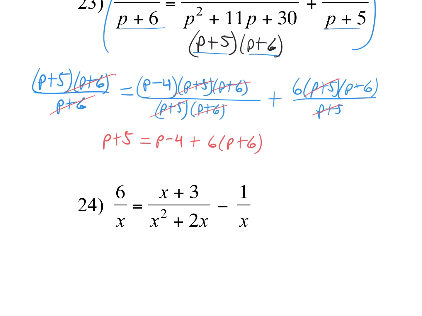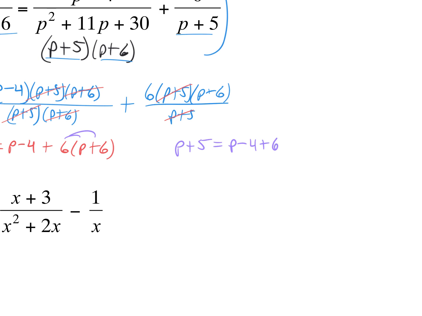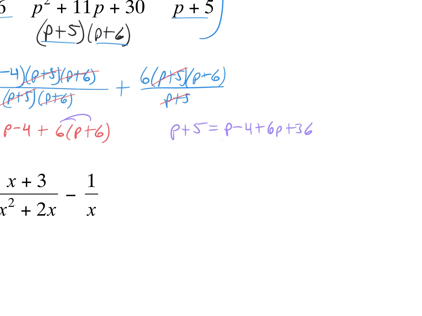All right, and then we just solve as normal, right? Distribute the 6 to everything. So then we get p plus 5 equals p minus 4 plus 6p plus 36. All right, combine like terms, right? P plus 6p gets you 7p, and then minus 4 plus 36 is going to get you plus 32. All right, equals p plus 5.